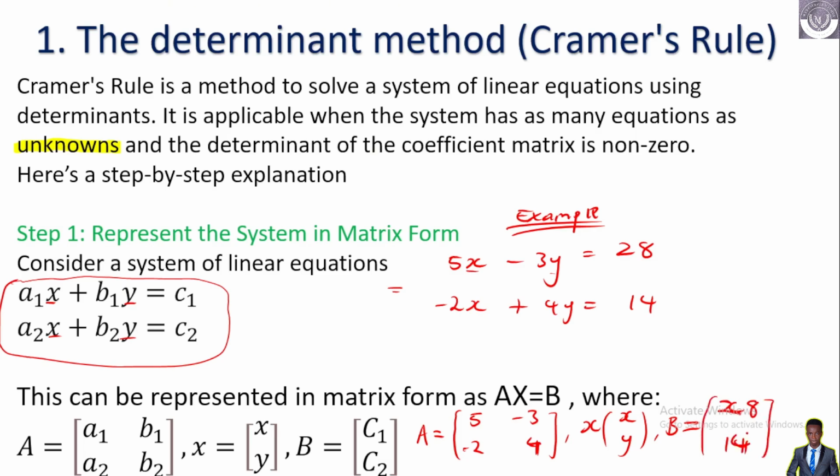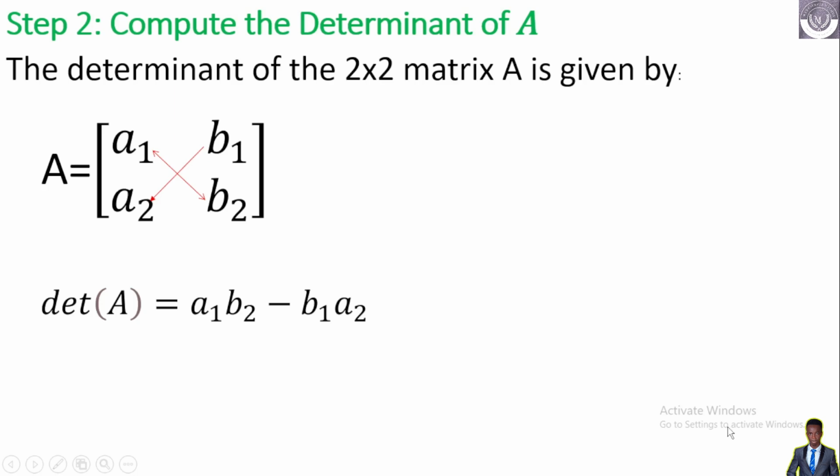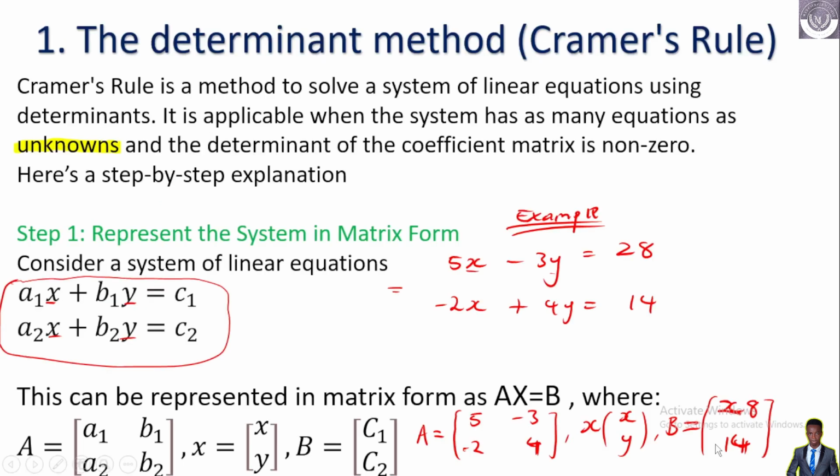So you are going to put this equation in this matrix form. That's the first step. The second step now is that we compute the determinant of A. Remember, from this first step, we are now going to compute the determinant of A. Which A are they talking about here? They are talking about this A.